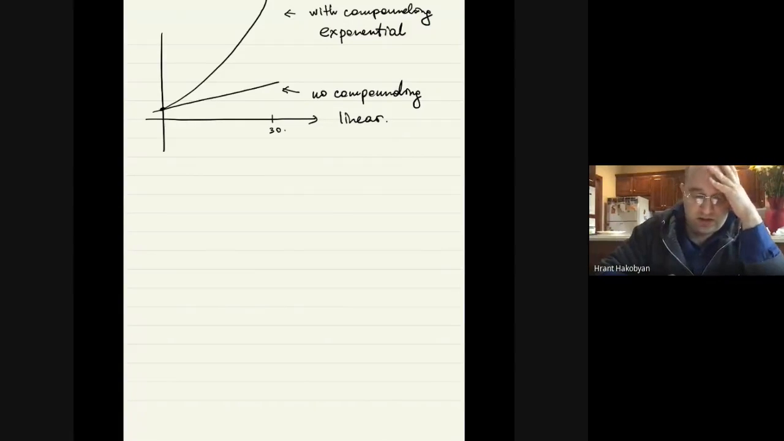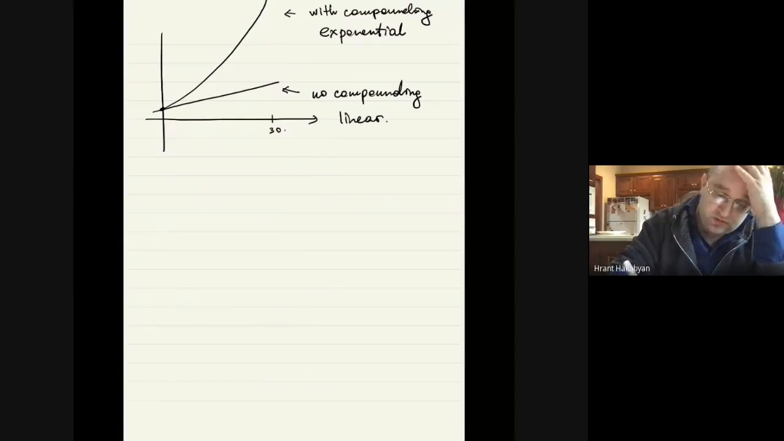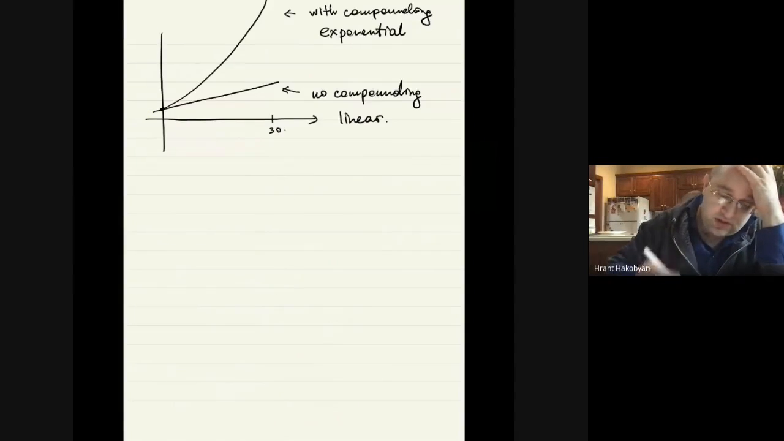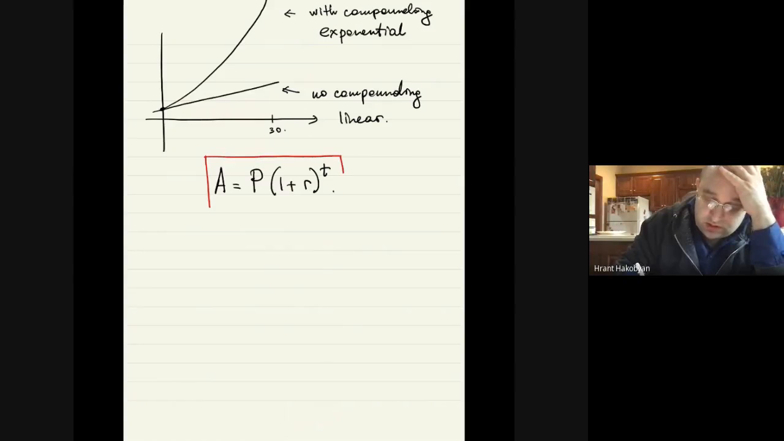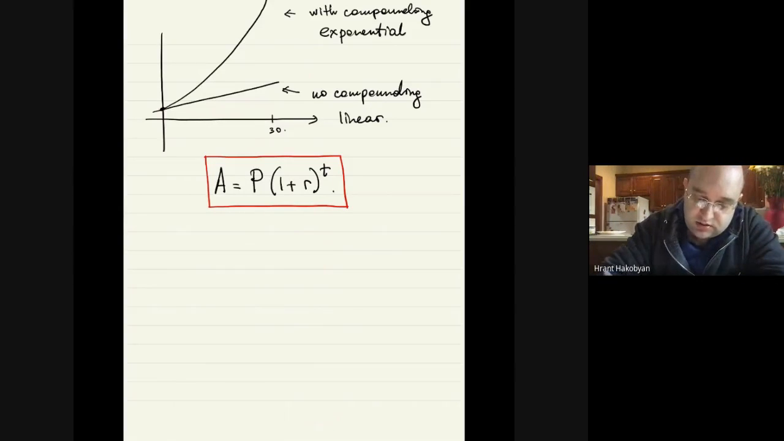Okay, but there is one thing which I want to ask. Let's look at the formula again. This is the main formula for today. I'm just going to write that again. So the main formula is A is equal to P(1 + r)^t. This is the amount in the bank account, where P again is the initial amount, R is the rate, and T is the number of years.